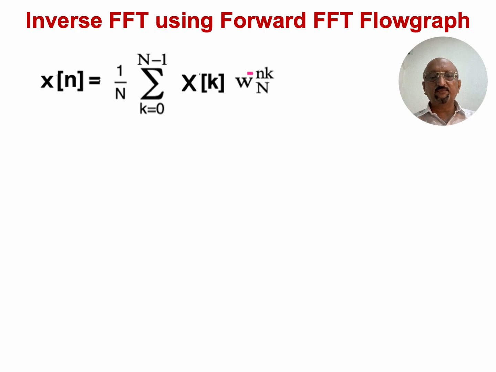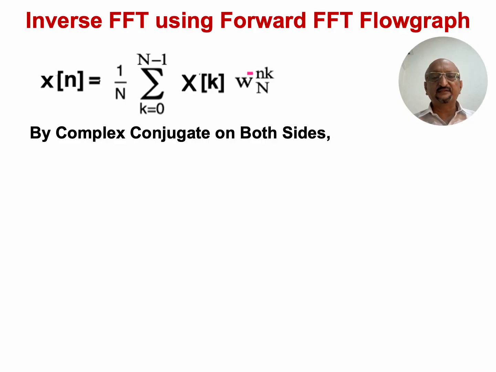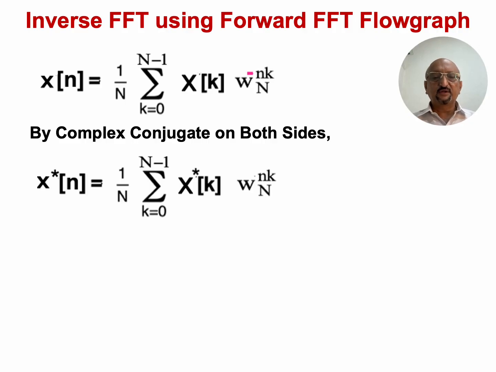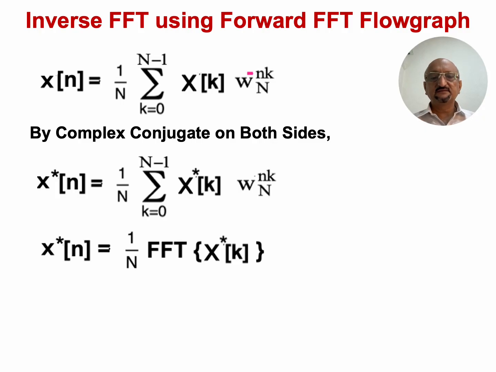To implement the forward FFT algorithm, we have to convert this into a positive power by taking the complex conjugate on both sides. So here we get x star of n equal to 1/N, as it is, summation of X star of k, W_N raised to the negative term will get changed to W_N raised to positive power. Now this is the DFT equation. So this DFT we will implement using FFT.